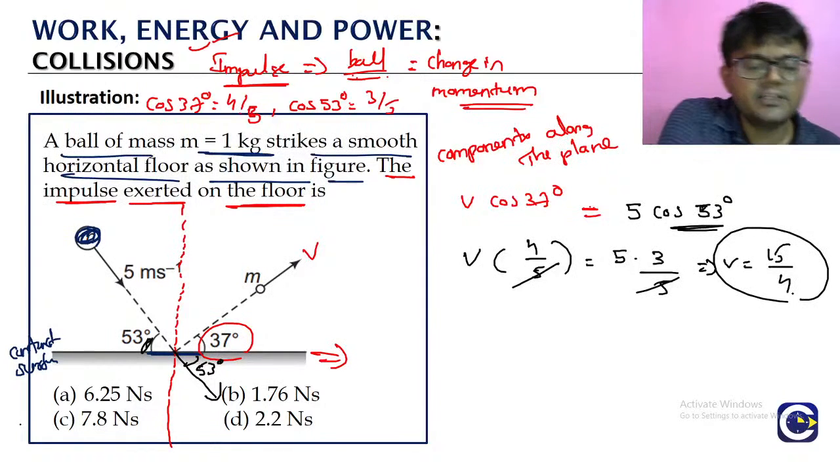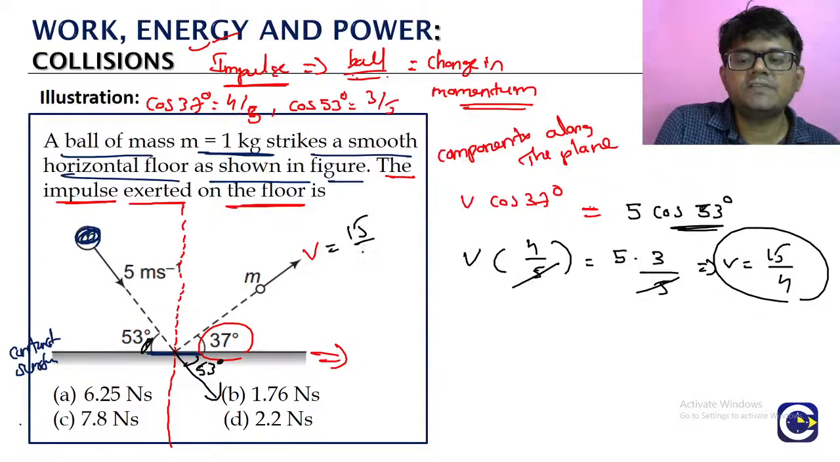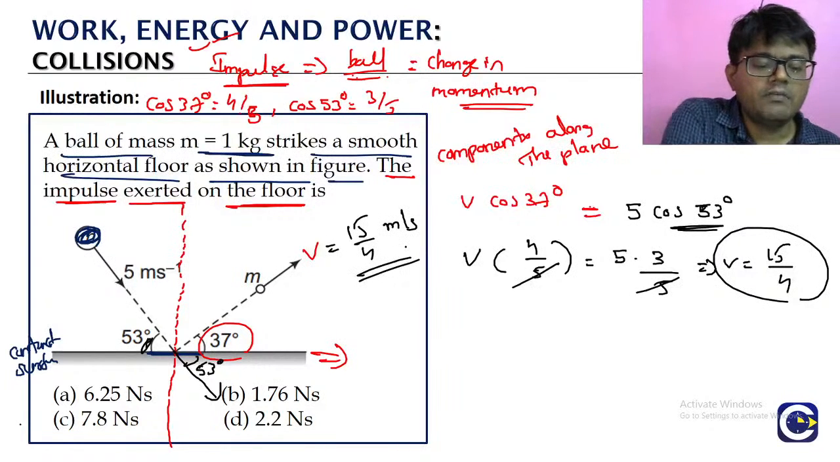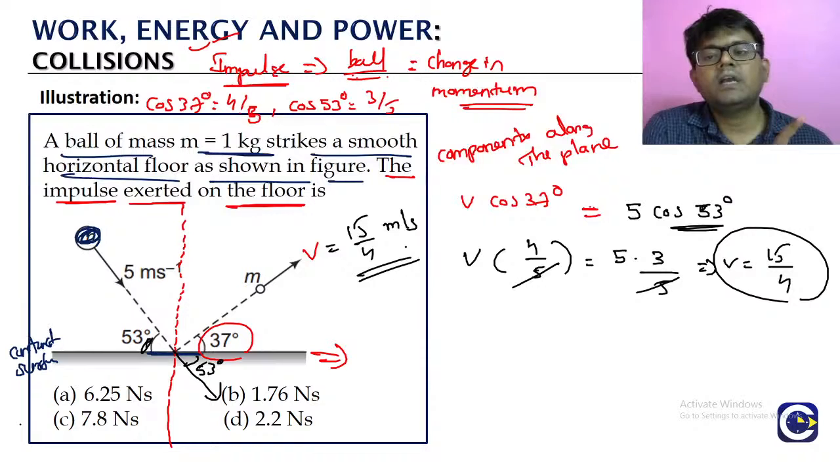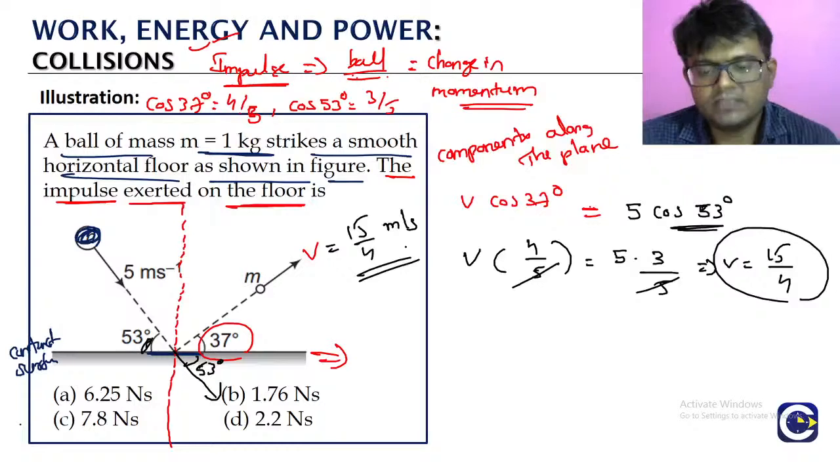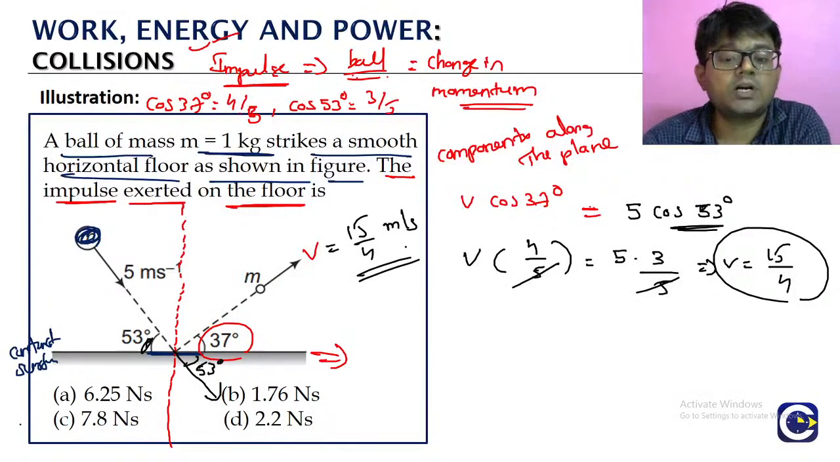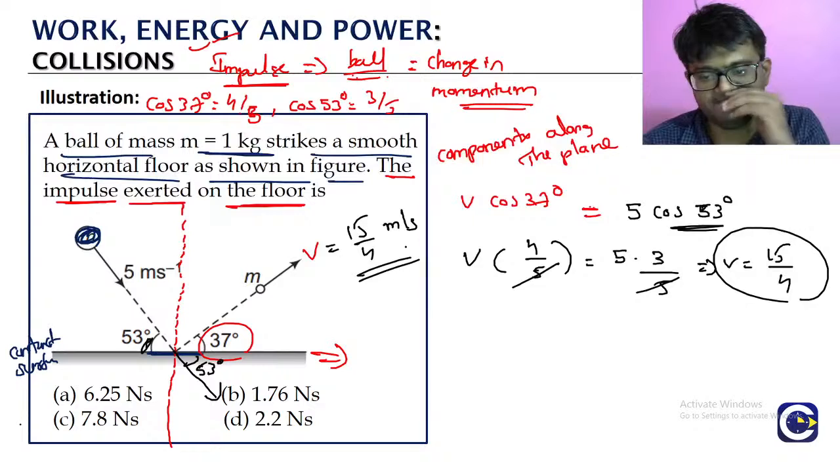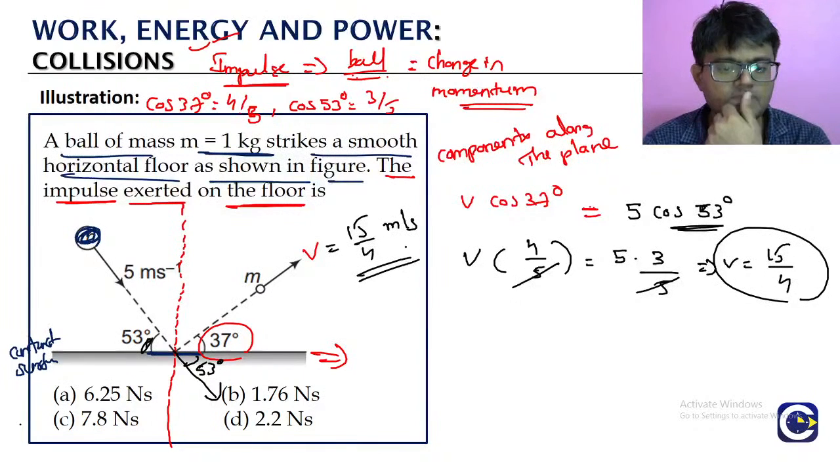So the velocity after the collision is 15 by 4. How are we able to get it? We are able to get it by using the idea that the velocity of the particle along the contact plane will remain the same. That's it. The velocity of the particle along the contact plane will remain the same. Now we are done with the first part.